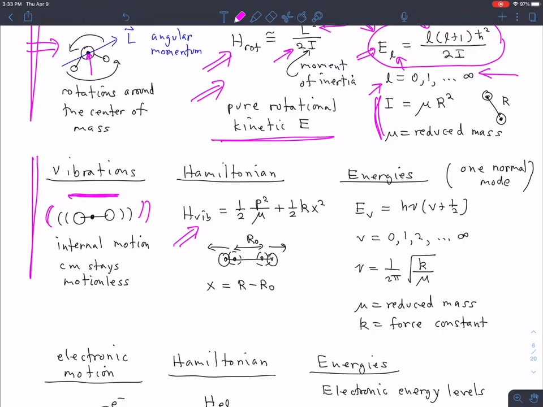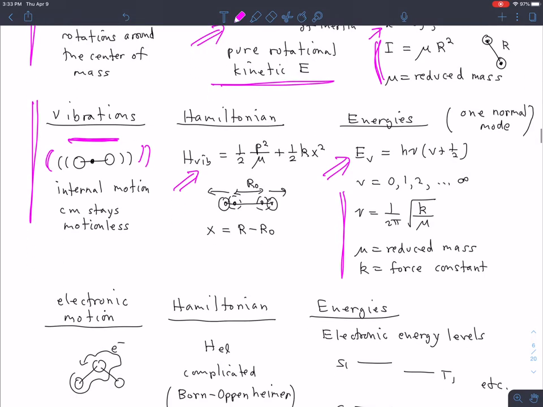For a more complicated molecule, there's a whole bunch of normal modes of vibration, and again, we'll talk about that when we get there. But the ideas are the same no matter how many modes there are. And there's a set of quantum energies for those, harmonic oscillator quantum energy levels, and so on. And again, we'll talk about those when we get there.